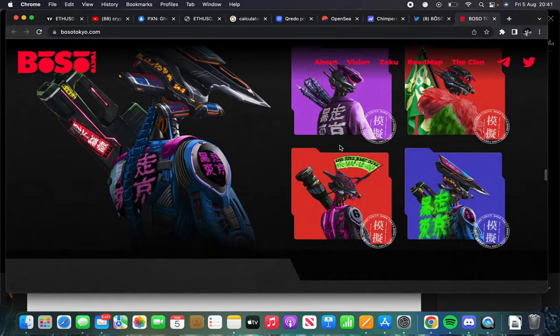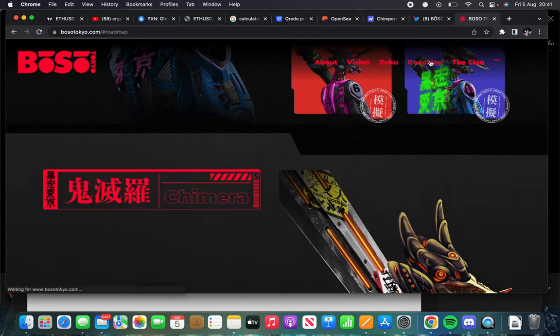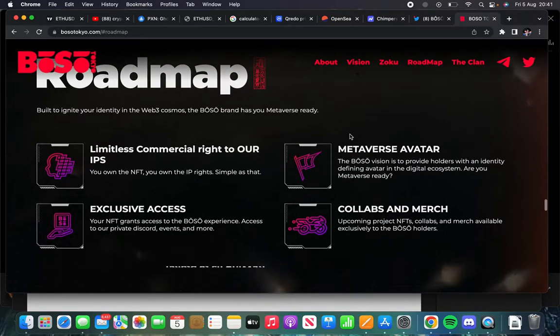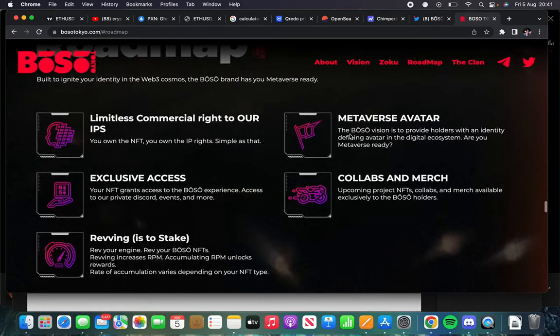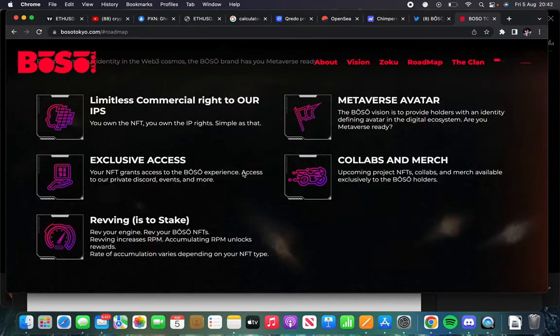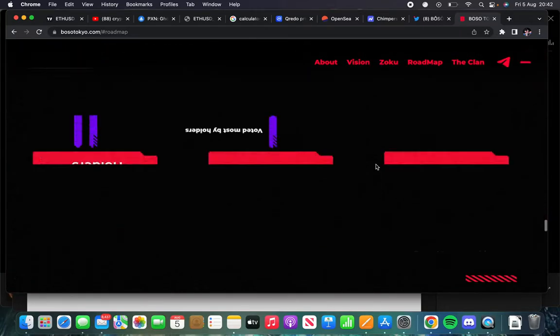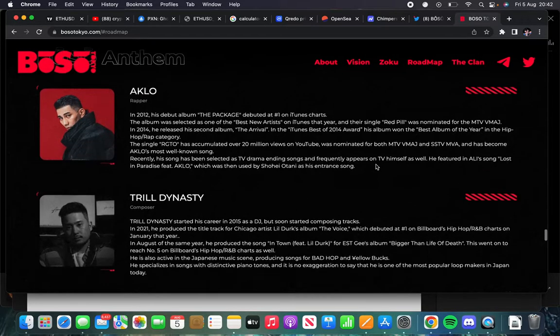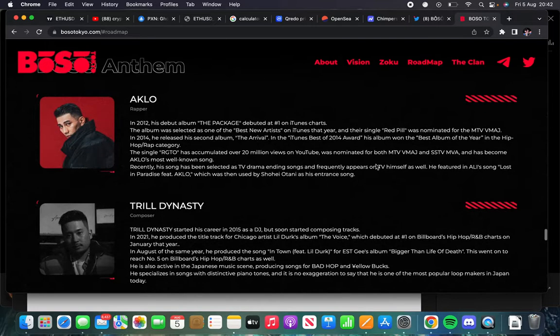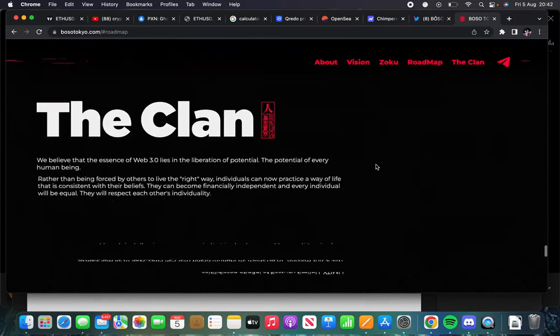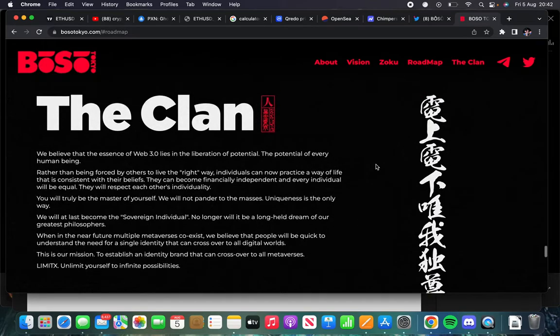I mean, the art looks good, but what's the roadmap? NFT IP rights, Bozo experience, whatever that is. Engine, RPM. Oh, that's the staking. Okay. Metaverse. Okay, that's pretty far away. So you basically just get IP and merch. I don't know. Apart from the art, I just don't really see too much going for this, to be honest.